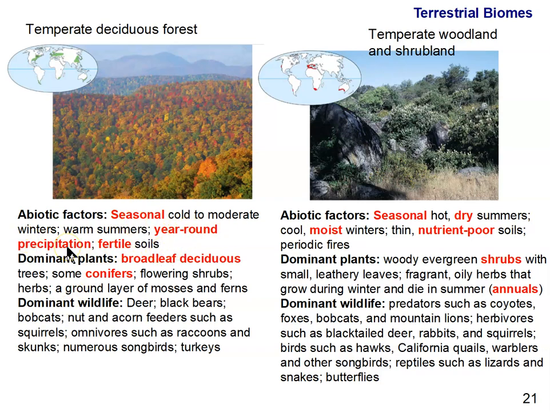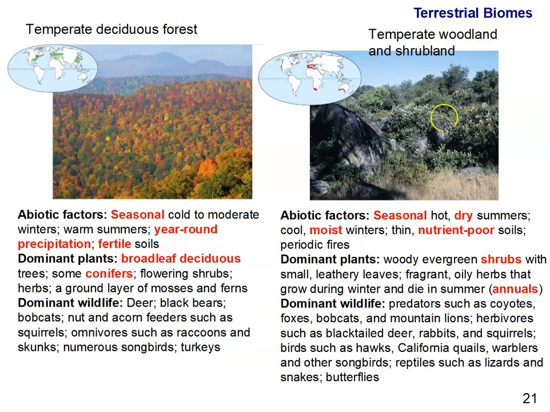Year-round precipitation. So it's relatively wet. There's water available all the time, and the soils are fertile. So there's not precipitation like in the tropical rainforest. It's going to leach away all the nutrients. We have just enough precipitation to supply water to plants for a great amount of growth, but not so much that it washes all the nutrients out of the soil.